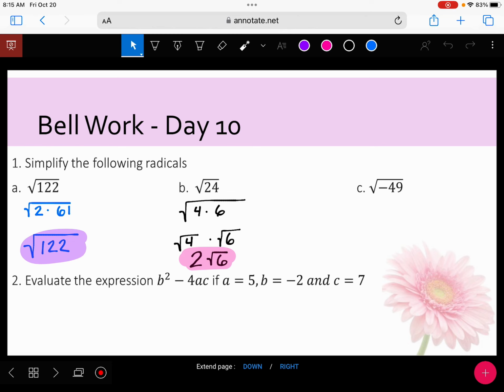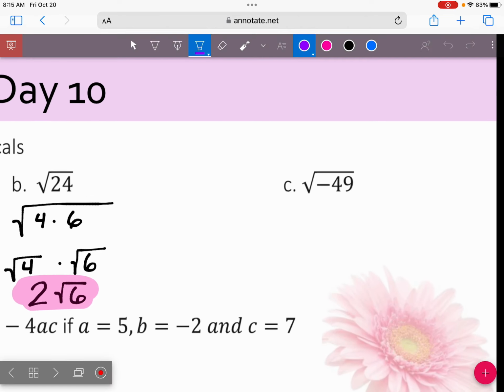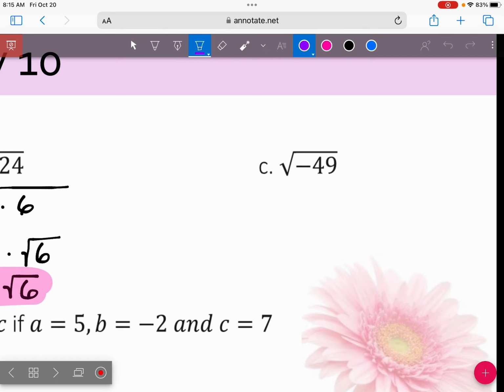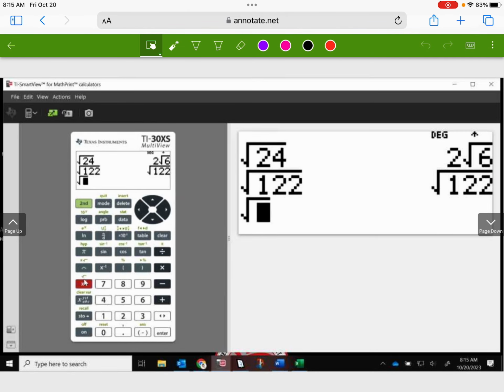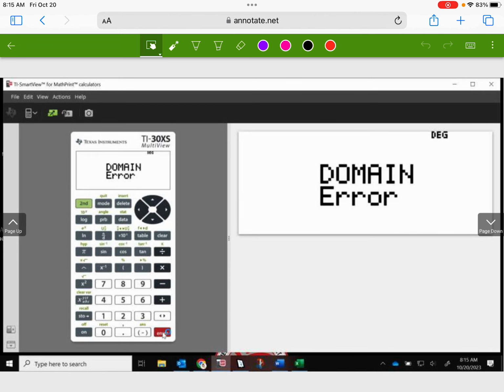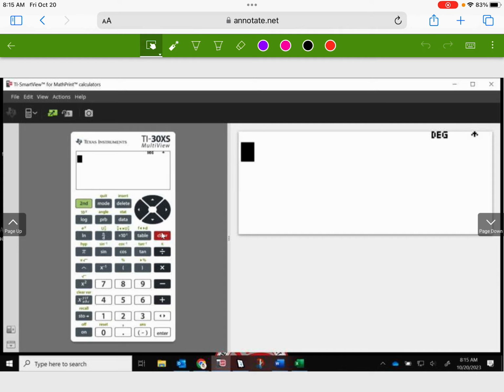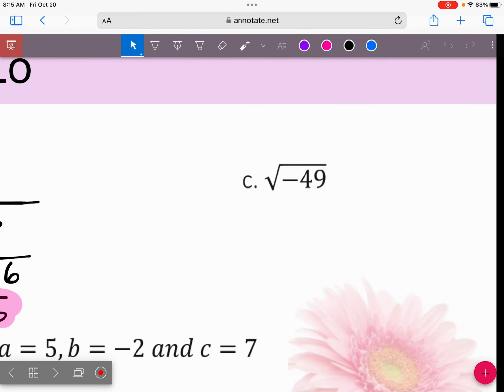All right, so then the last one up here, square root of negative 49. We can't just type it in the calculator. If I type in square root of negative 49, we're going to get an error, because calculators only work with real numbers. So we have to go old school on this one again.